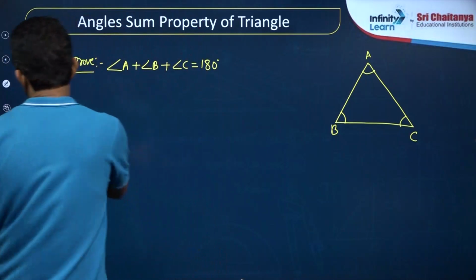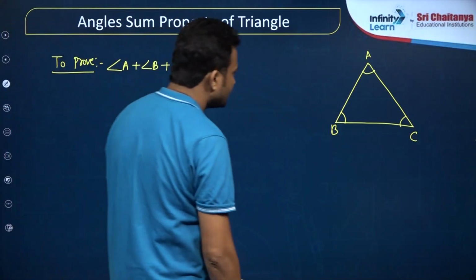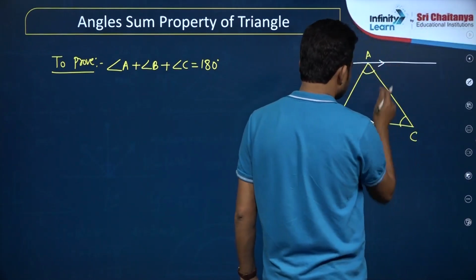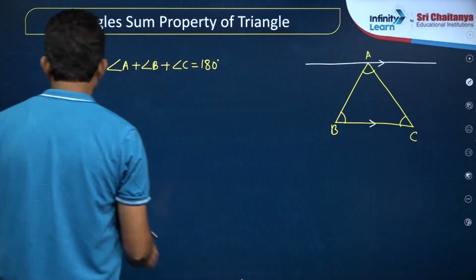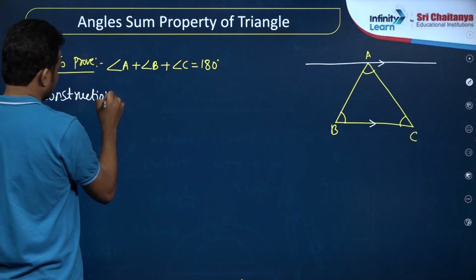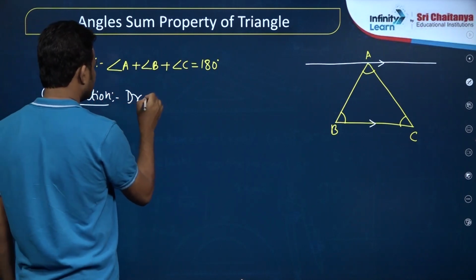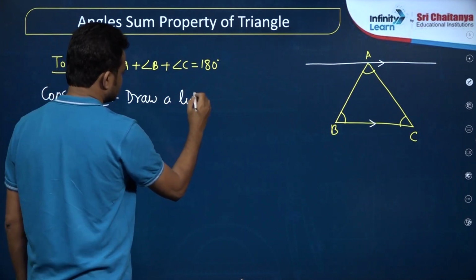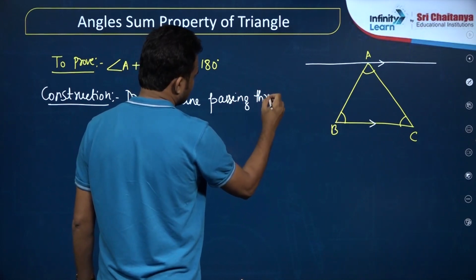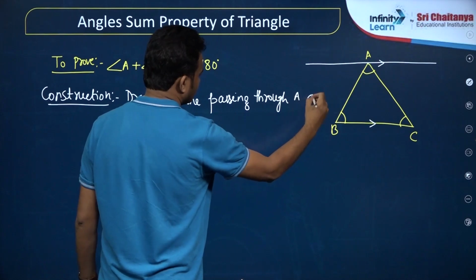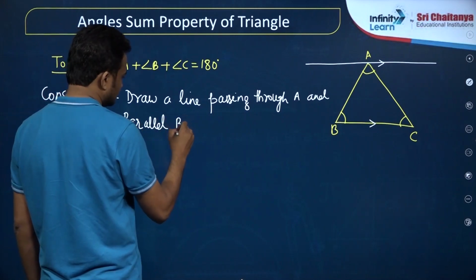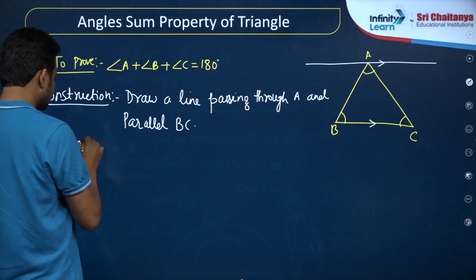So, let me do a construction, guys. I will draw a line which will pass through vertex A and parallel to BC. So, this is our construction. This line is parallel to BC. So, let me write the construction, guys. Draw a line passing through A and parallel to BC, right? Okay.